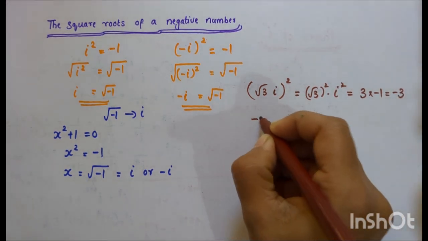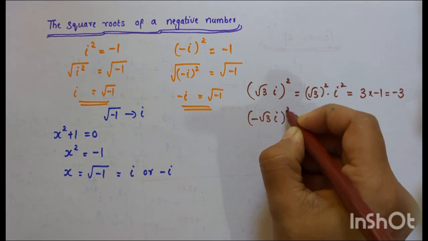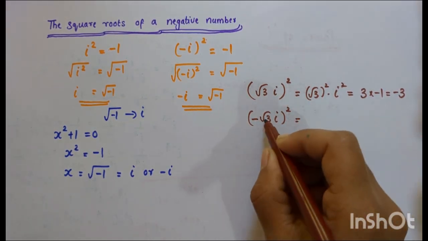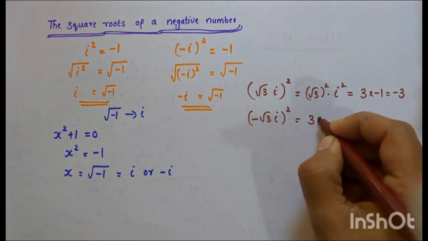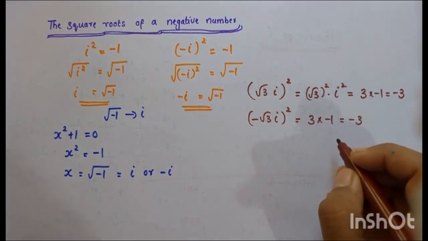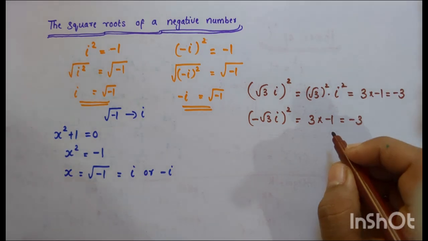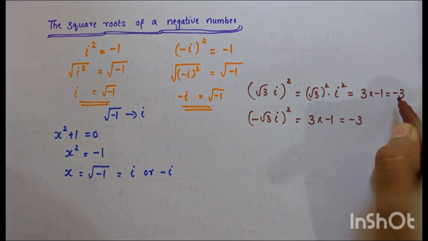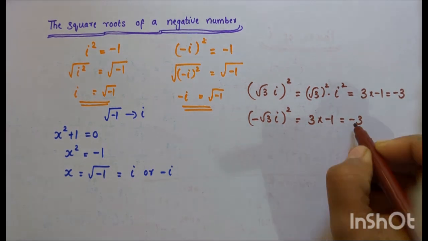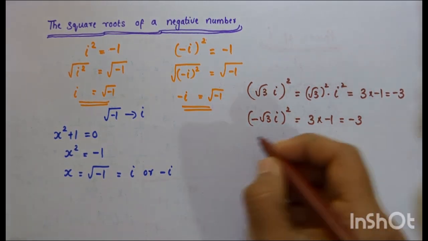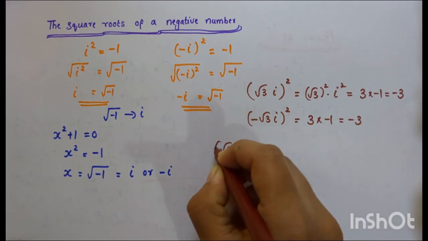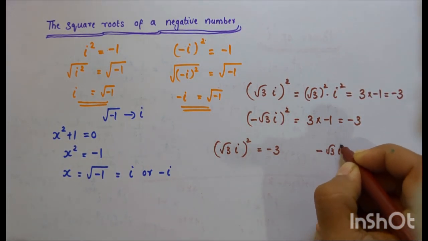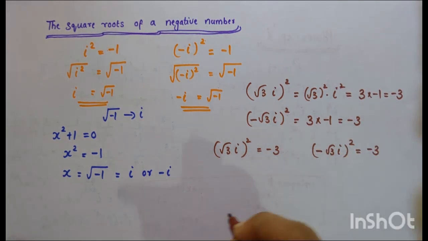Similarly, what will (minus root 3 i) all square be equal to? Minus square, minus into minus is plus. Root 3 square is 3, i square is minus 1. So again, minus 3. That is, (root 3 i) all square is equal to minus 3, and (minus root 3 i) all square is also equal to minus 3.